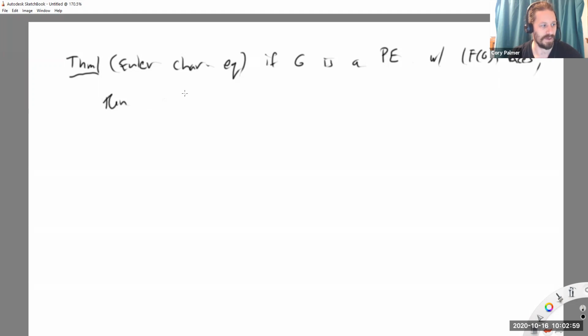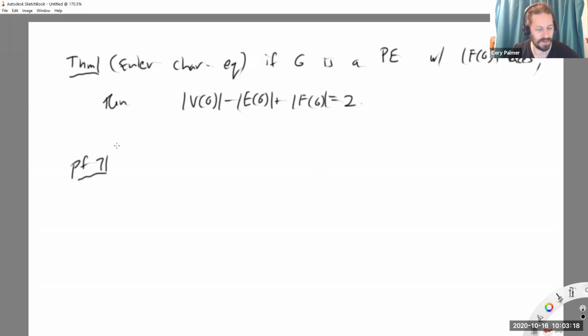Then we have the following equation, that the number of vertices of G minus the number of edges of G plus the number of faces of G, f of G, always sums to 2. You know, this nice characteristic equation, okay? And this is proof number, I don't know, 7 or something like that, right? There were 3 inductions, and I think we did 3 last time here.